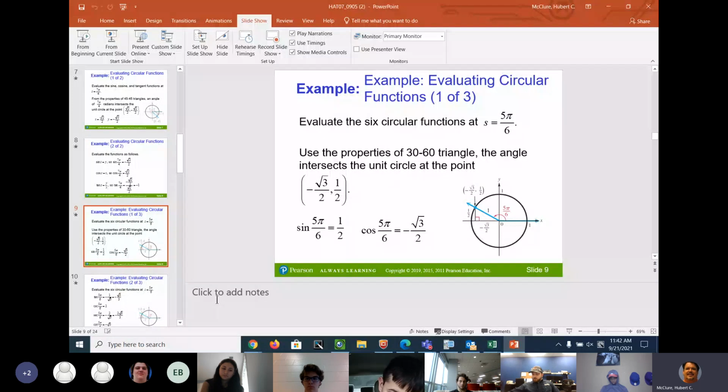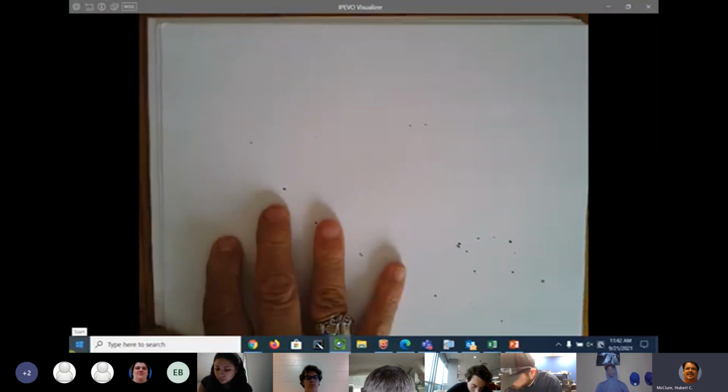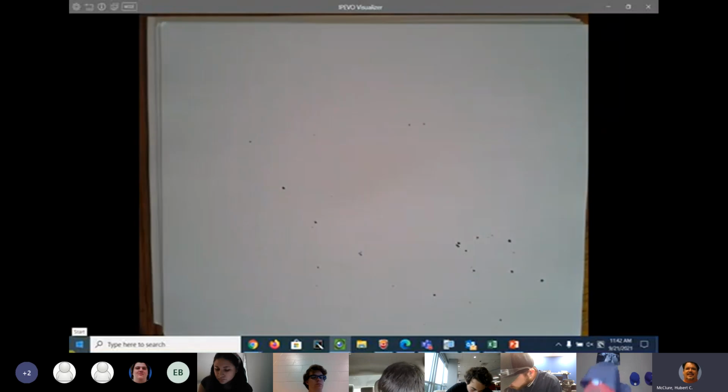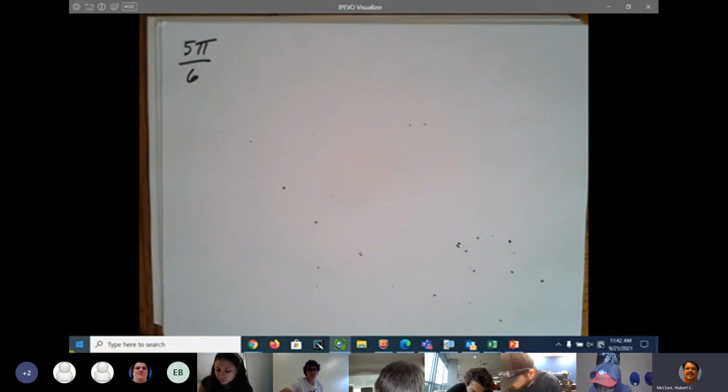Let's see what this one says. Evaluate the, okay, you do 5 pi over 6. I'm not going to show you anything. I just want you to do 5 pi over 6. See what you come up with. 5 pi over 6, and I want you to do sine, cosine, and tangent.